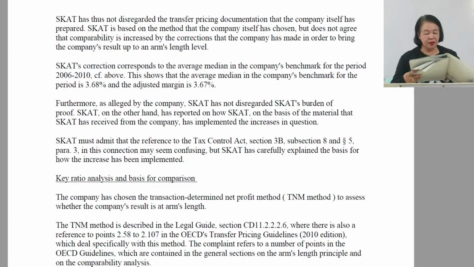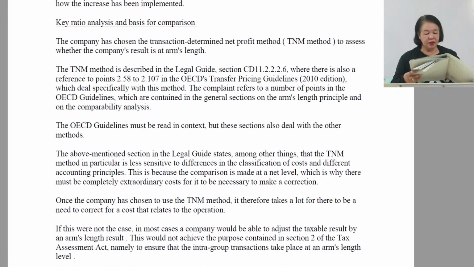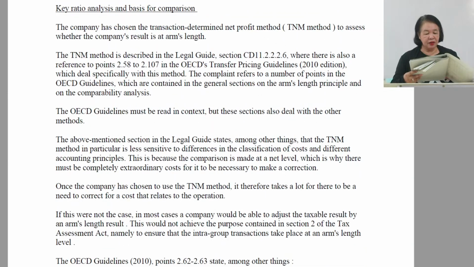So, next time, our discussion will begin here in the K ratio analysis and basis for companies. Okay. And also, we will tackle the amortization of goodwill. Then the IT cost.